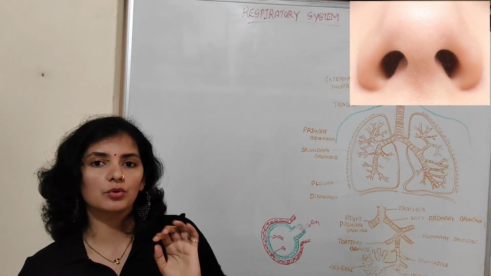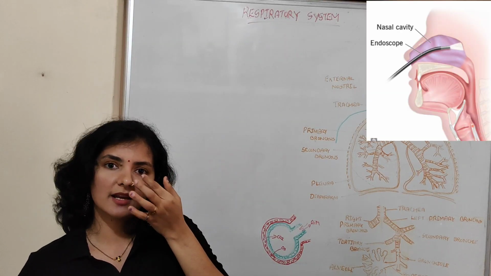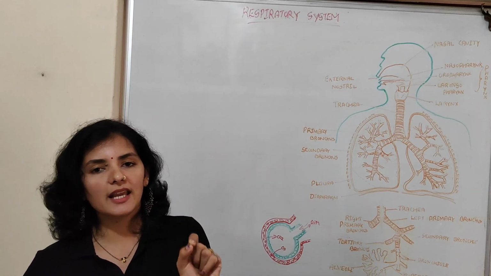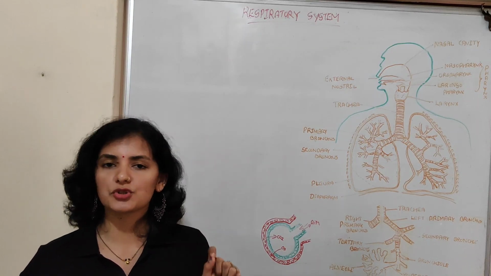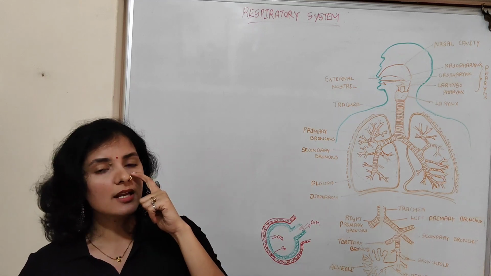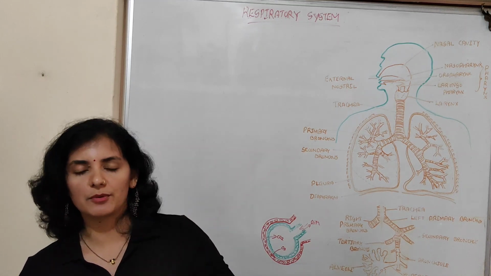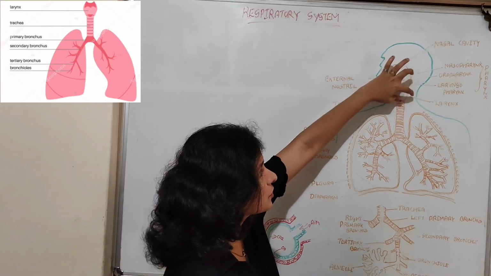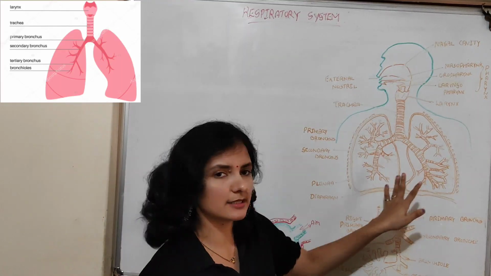Nostrils are the opening of the nose, and nostrils lead to the nasal passage, which is a cavity inside the nose. The nasal passage has fine hair and mucus, which help in the filtration of the air which enters the nasal passage through the nostrils from the atmosphere. Later, air from the nasal passage enters through the throat, and finally it enters the lung.